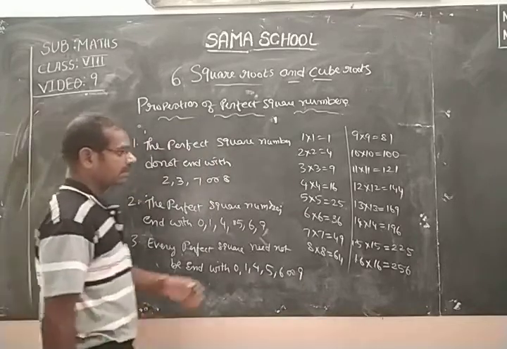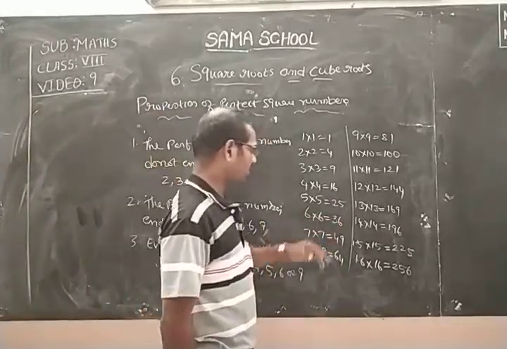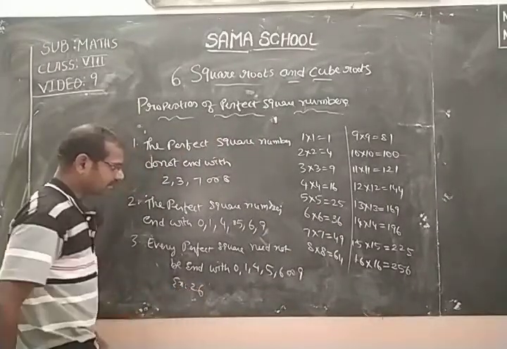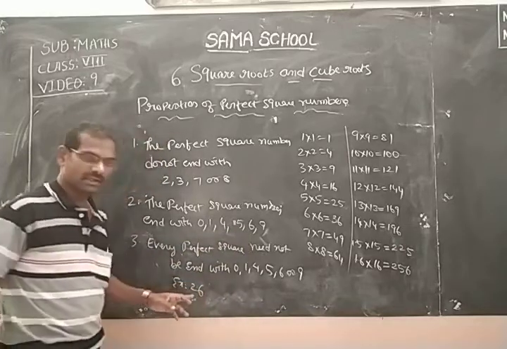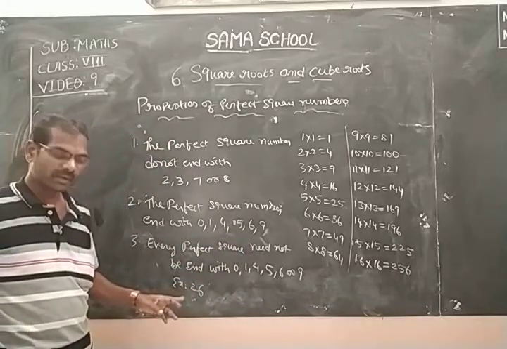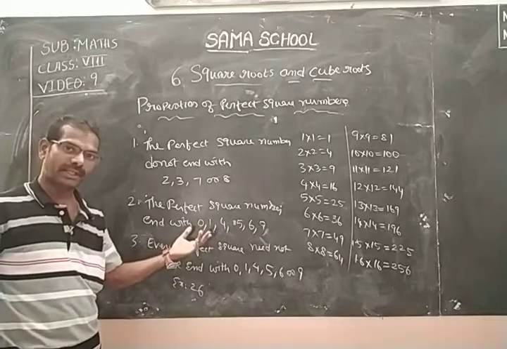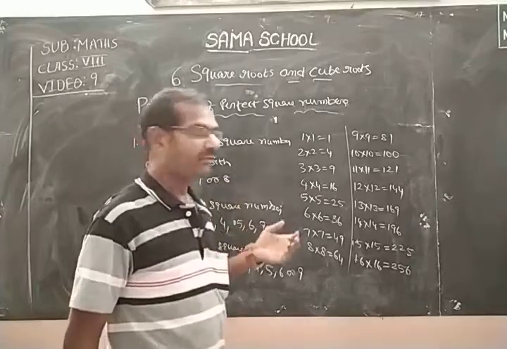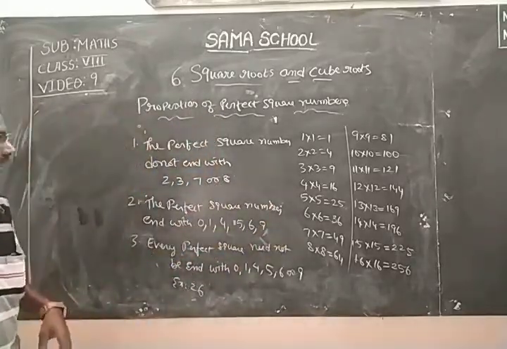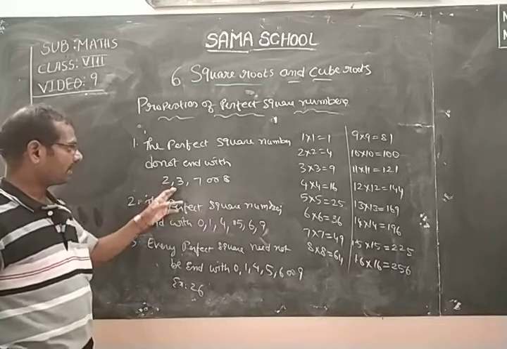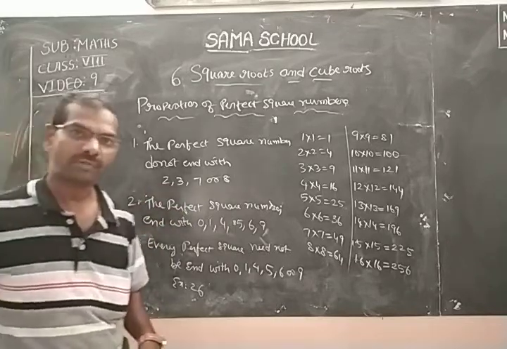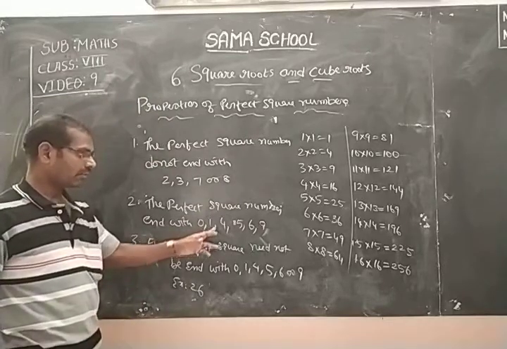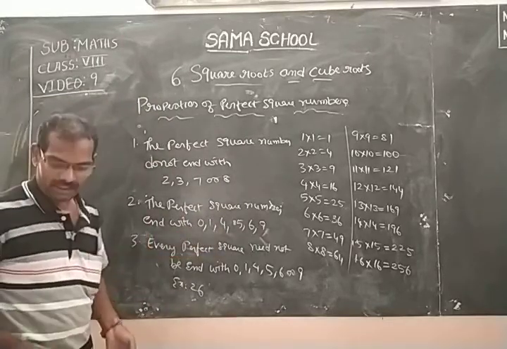Because suppose 26 is there, for example. If you place 6 here, it is not a perfect square. The chance will be there. The main point is this one. If you remember this, you can understand this. Perfect square numbers do not end with 2, 3, 7 or 8. First point completed. And perfect square numbers end with 0, 1, 4, 5, 6 or 9.